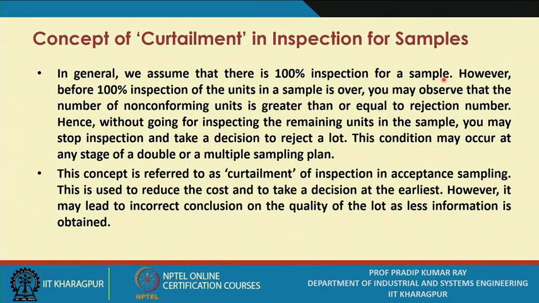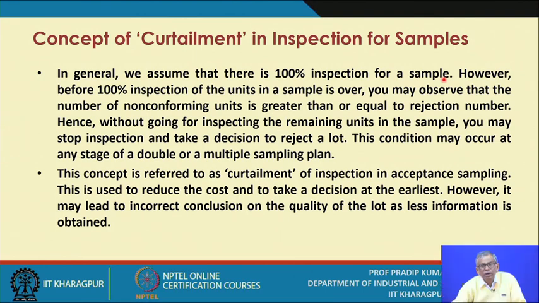There is another concept, the curtailment in inspection for samples. In general, we assume that there is 100% inspection for a sample. This we have been saying. That means suppose capital N is the lot size and the sample size is small n, and unless otherwise stated, you need to inspect each and every item in the sample before you take a decision. So this is 100% inspection for a sample, usually the case.